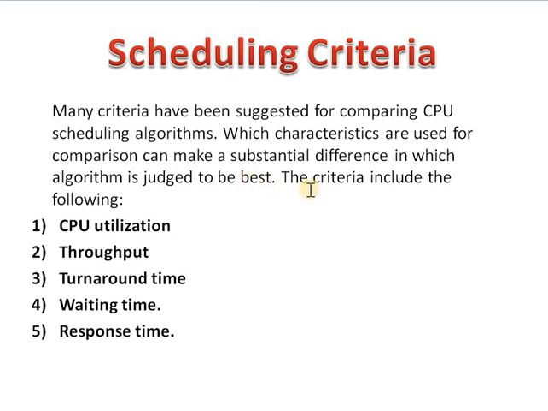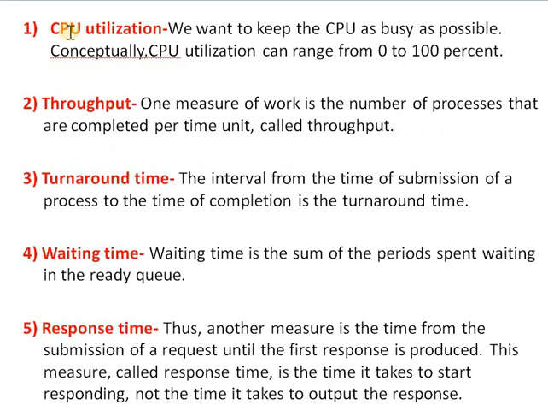The different criteria include CPU utilization, throughput, turnaround time, waiting time and response time. These are the main criteria for selecting the best scheduling algorithm for a particular situation. Let's see these criteria one by one. First one is the CPU utilization. Utilization means what?